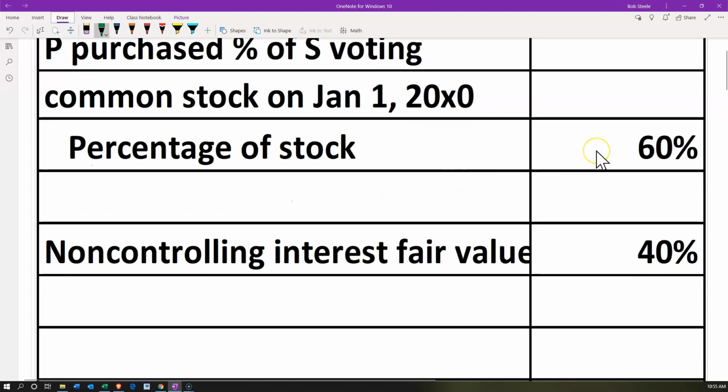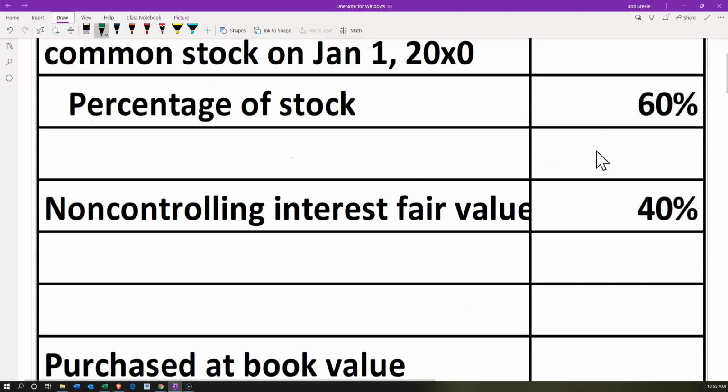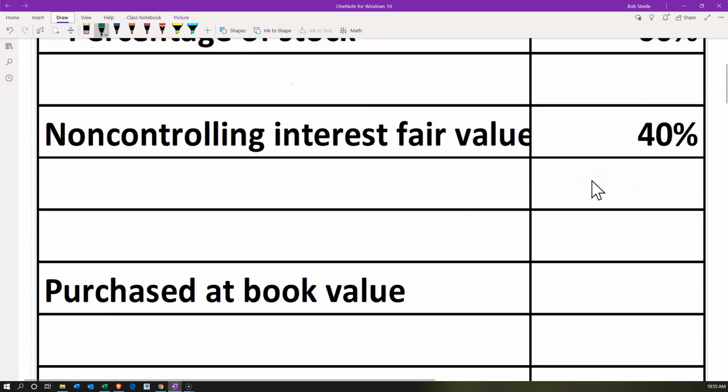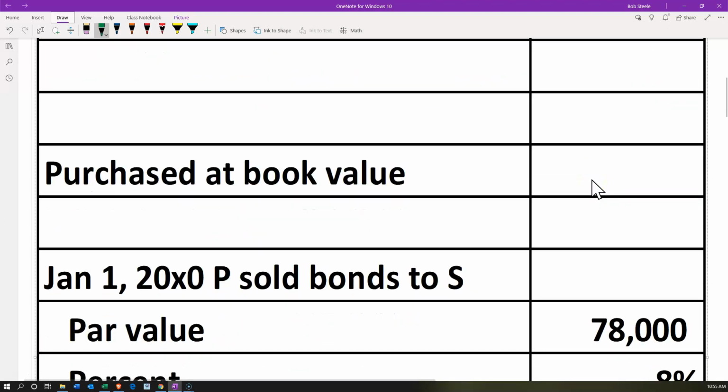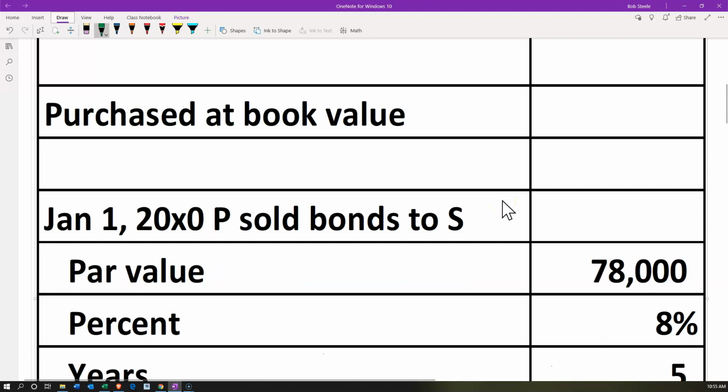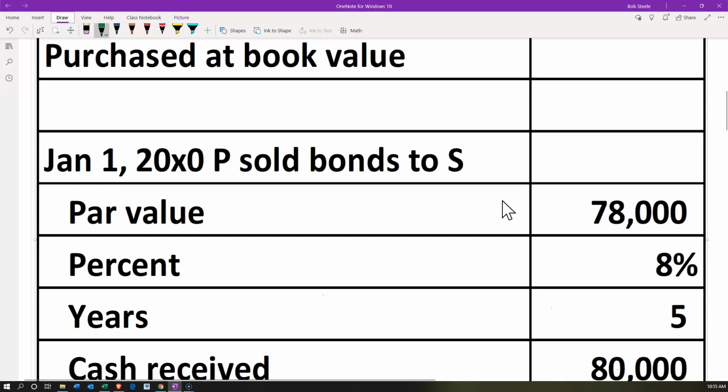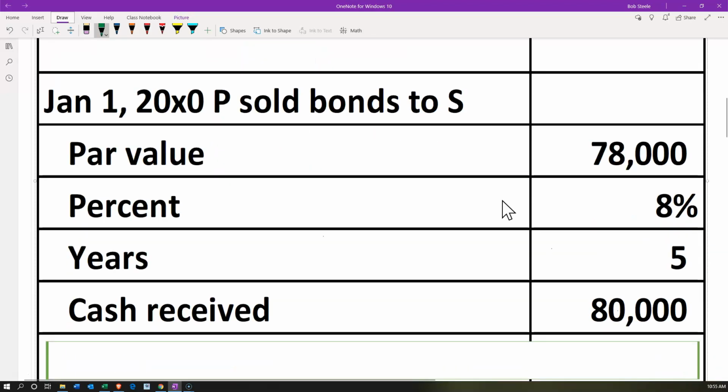The percentage that was purchased was 60%. That means the non-controlling interest will be 40%. It was purchased at book value, meaning we don't have any differential. The assets and liabilities were the same at book value and fair value, so we won't have to deal with that differential in this case. We can put our time and energy focusing on the sale of the bonds.